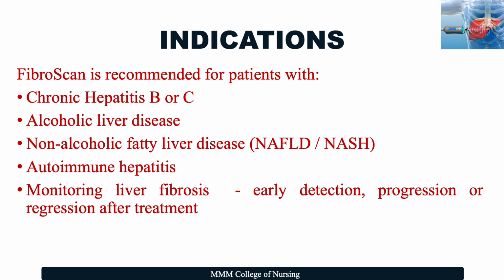What are the indications of Fibroscan? Fibroscan is recommended for patients with chronic hepatitis B or C, alcoholic liver disease, non-alcoholic fatty liver disease, that is NAFLD, or NASH, that is non-alcoholic steatohepatitis, in autoimmune hepatitis, and for monitoring liver fibrosis, that is early detection, progression, or regression after treatment.